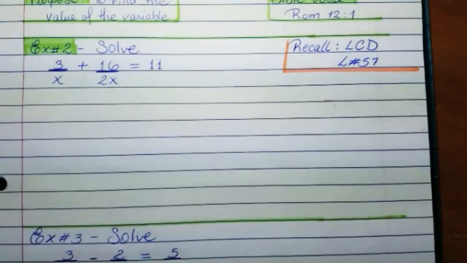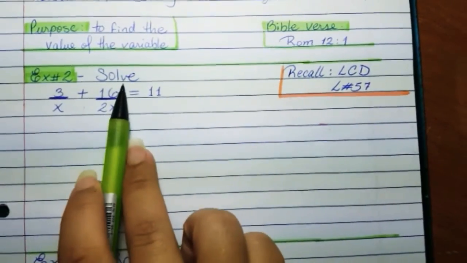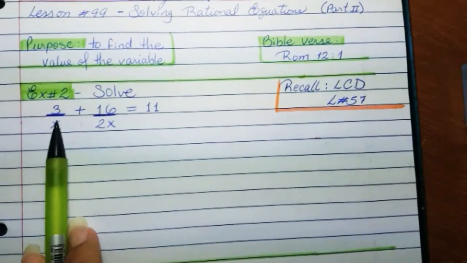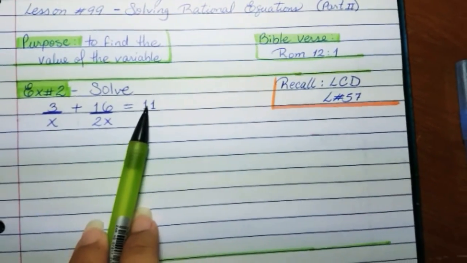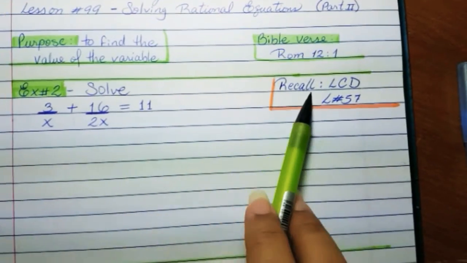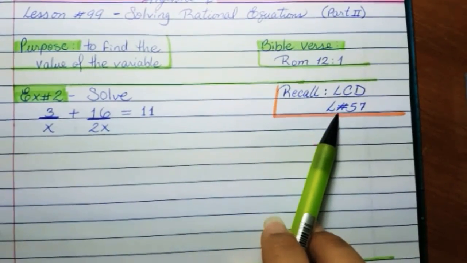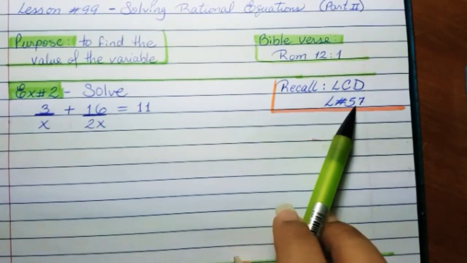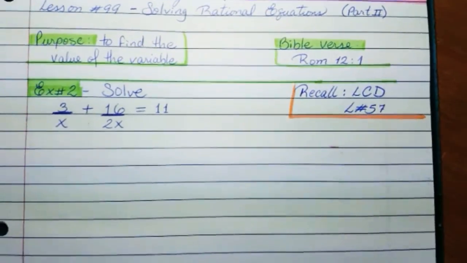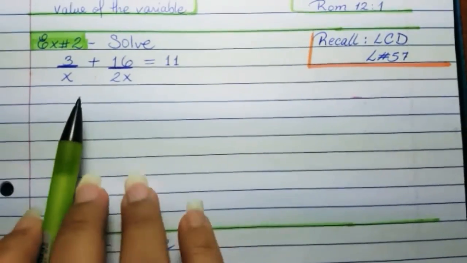So let's move on immediately to example number 2. Here we have two rational expressions and a whole number. This is a little bit more difficult. Here we need to use the least common denominator. If you don't remember what it is, I highly suggest you go to lesson 57 to recall what the least common denominator is. So let's go to example 2 of your book, Algebra 1 of Saxon.